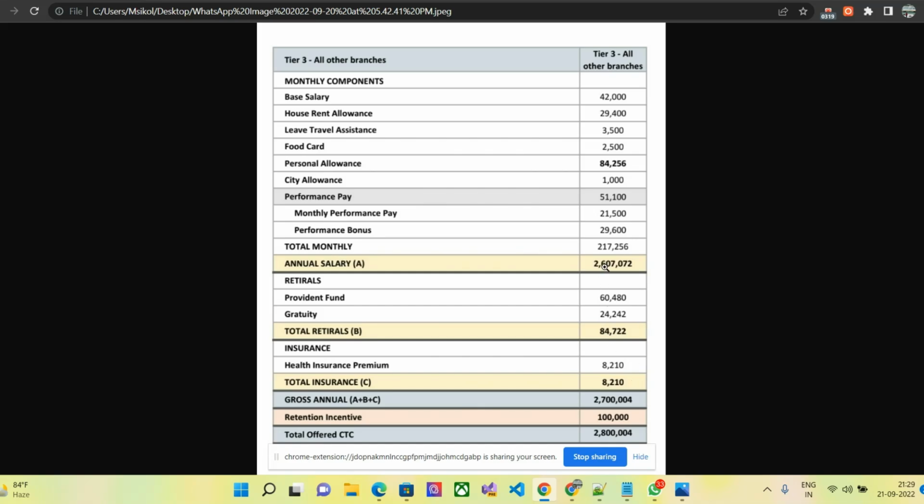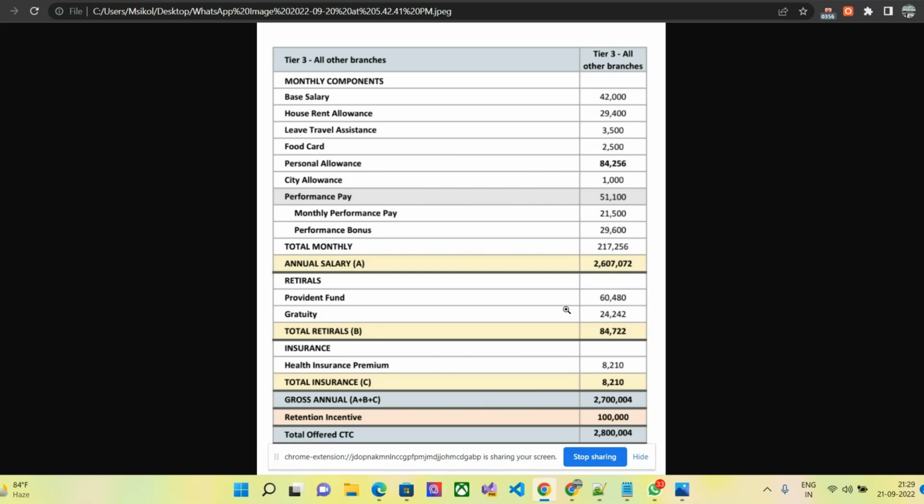Now there are some deductions. The provident fund, they will be deducting 60,000. That is quite common in all Indian MNCs. That is 60,000 per year, a small amount, 5,000 per month, and 5,000 from the employer side, so 10,000 total will be added per month. Ideally people should opt for VPF because this is a very small amount.